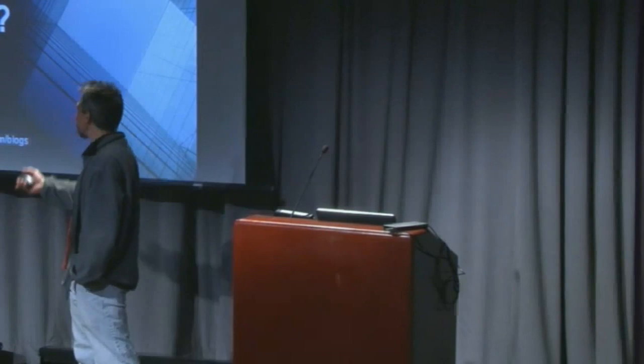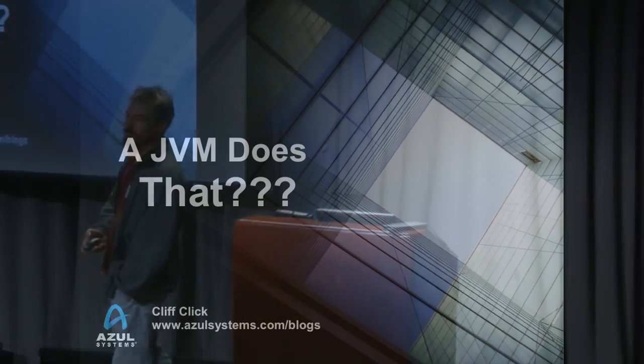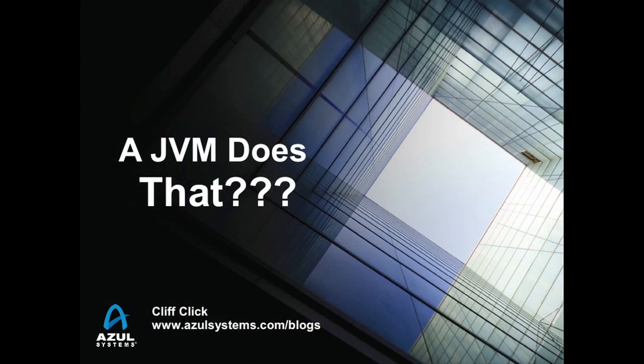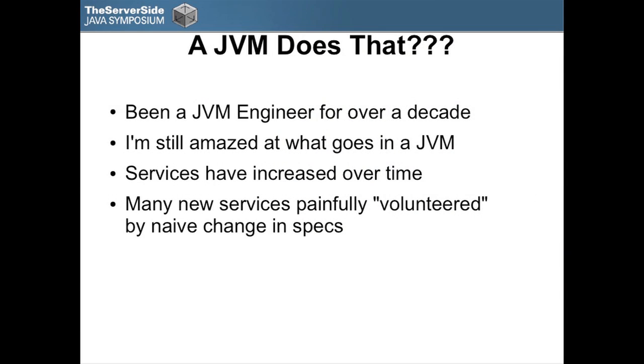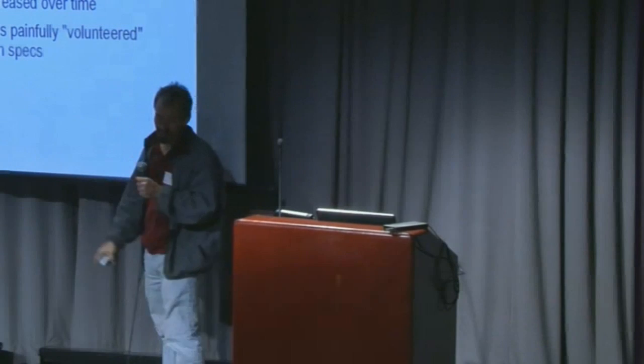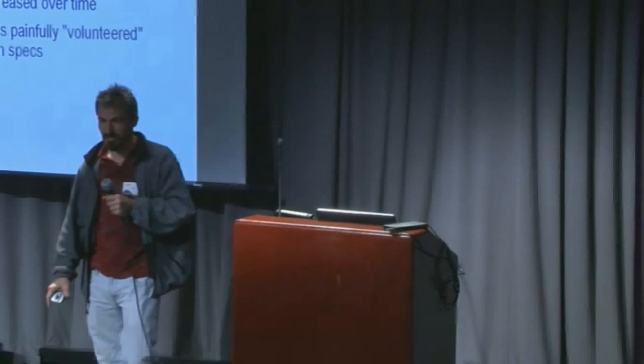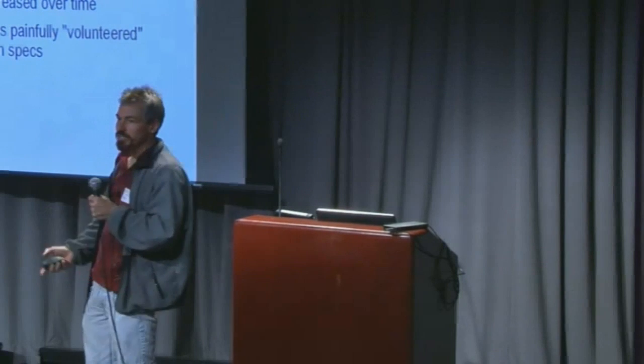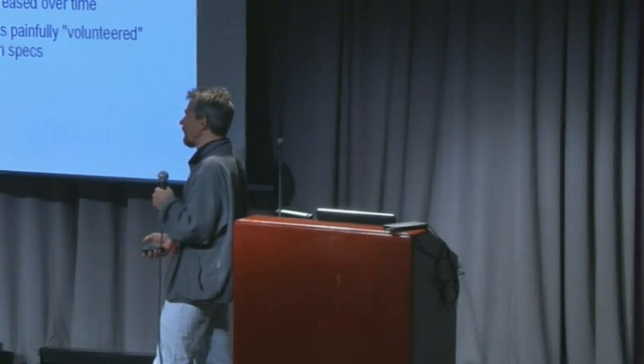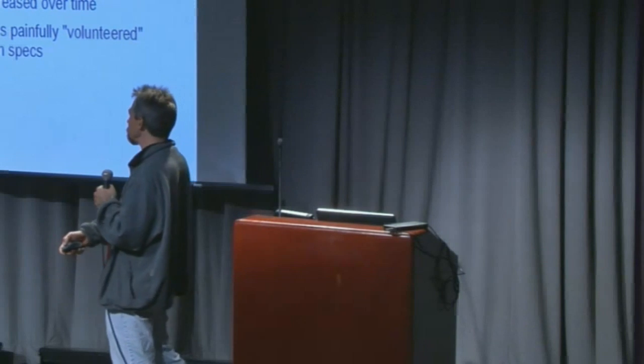All right, so this is me rambling about what goes on inside of a JVM, having worked on them for almost 15 years. It's been a long time, and I'm still amazed at what goes on inside of a JVM. There's a huge pile of services, and people have been adding services to the JVM. Many of these services are sort of volunteered to the JVM engineering teams by naive changes in specs, which turn into horrible, long disasters of engineering efforts to make them do something useful.